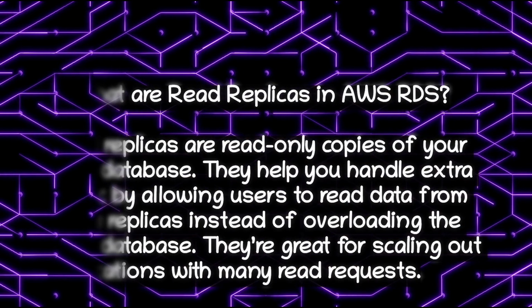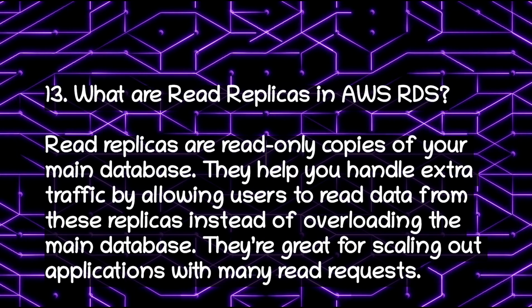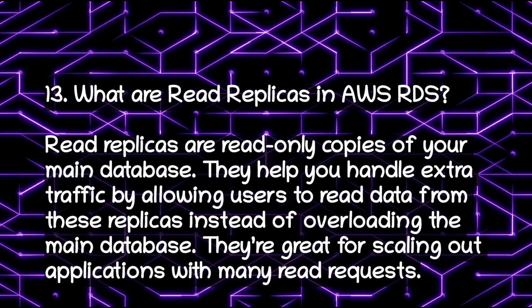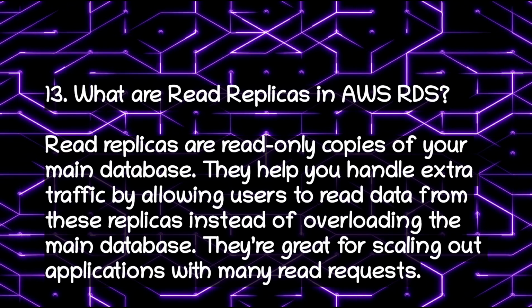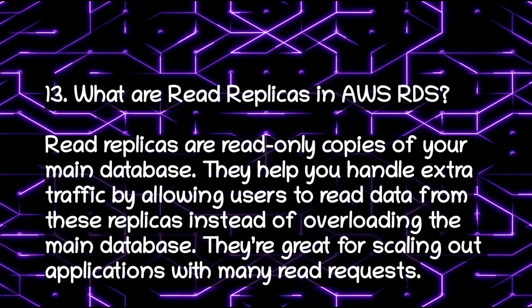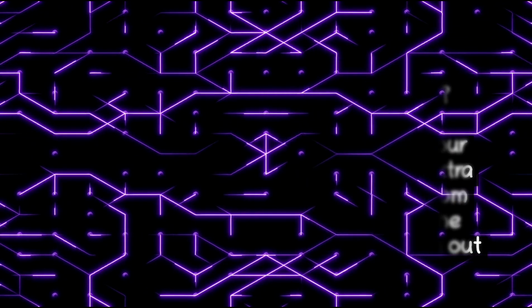13. What are read replicas in AWS RDS? Read replicas are read-only copies of your main database. They help you handle extra traffic by allowing users to read data from these replicas instead of overloading the main database. They are great for scaling out applications with many read requests.